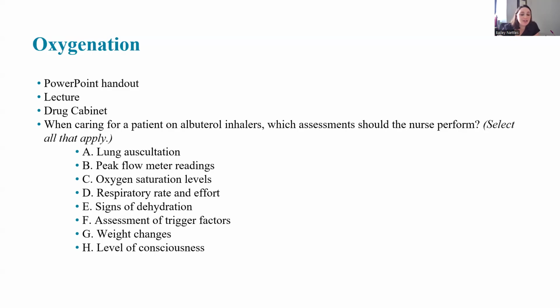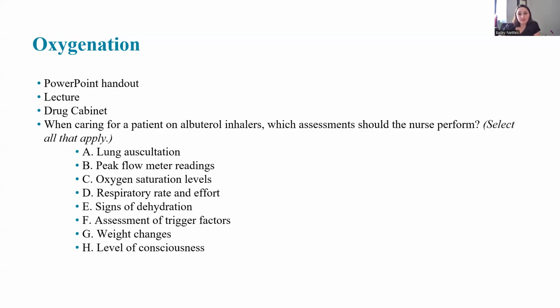All right, so now we have oxygenation. Remember, this is like our asthma patients, our antihistamines, things like that. Okay, go back and review. All right, you're caring for a patient taking albuterol. What assessment should the nurse perform?